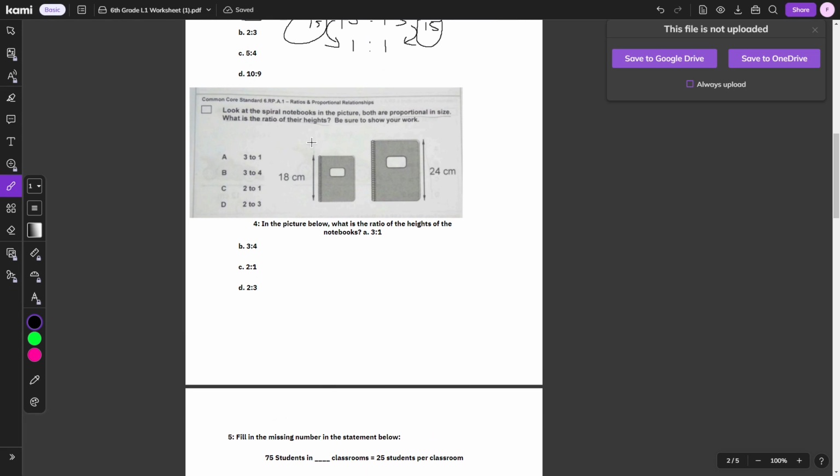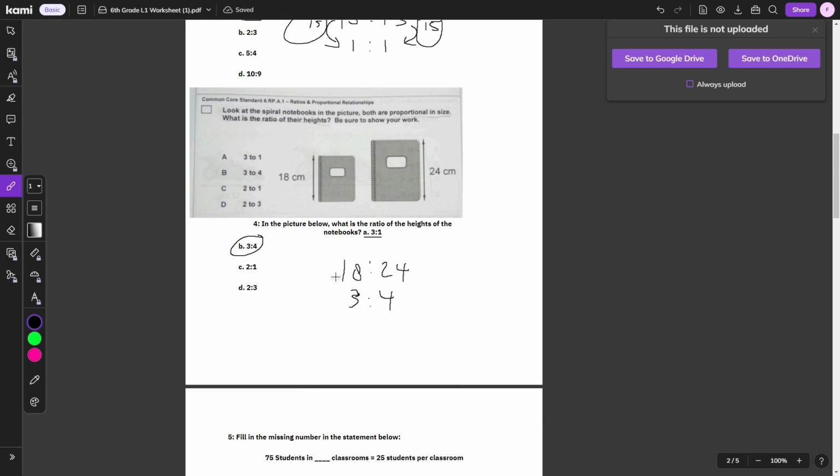Look at the spiral notebooks in the picture. Both are proportional in size. What is the ratio of the heights? Be sure to show your work. So, a 3 to 1 is there. 18 to 24. Let's say we were to choose answer choice B, 3 to 4. Again, I'm only choosing correct answers here just to make sure we can get through this worksheet fast. Make sure to pause when I'm about to answer a question.